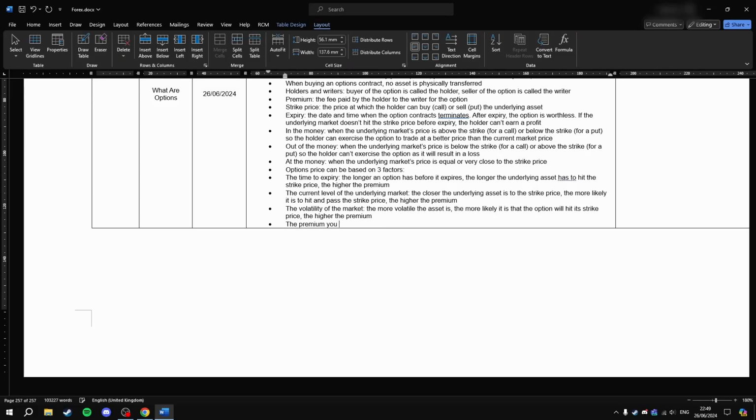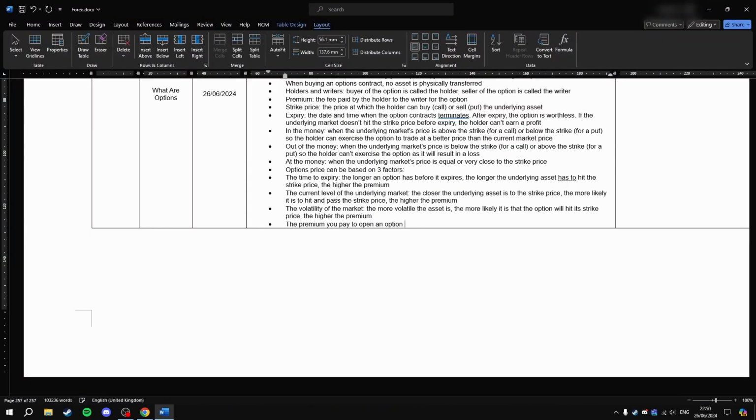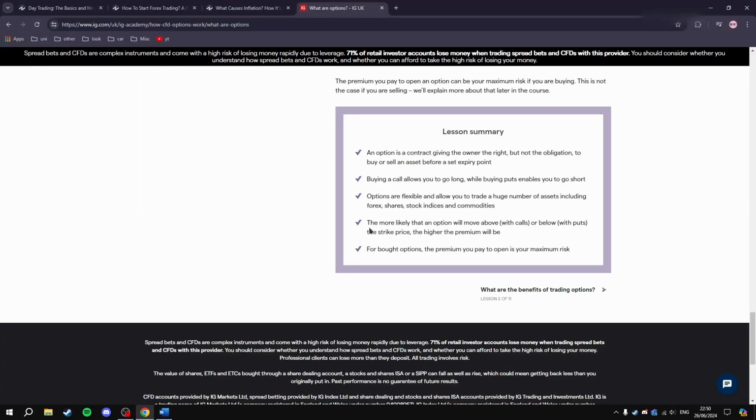The premium you pay to open an option can be your maximum risk when buying.